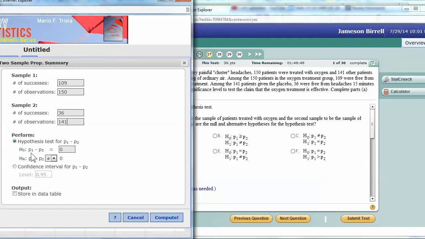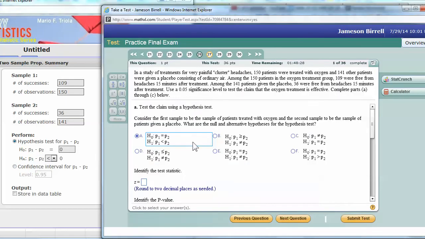This is stated differently than we stated ours, but this essentially says that P1 equals P2 for the null because it's saying that the difference of their proportions is zero. And we are saying it's effective, so it's supposed to be better than. And if it's better than, the opposite of better than is going to be less than, so their difference would be less than.